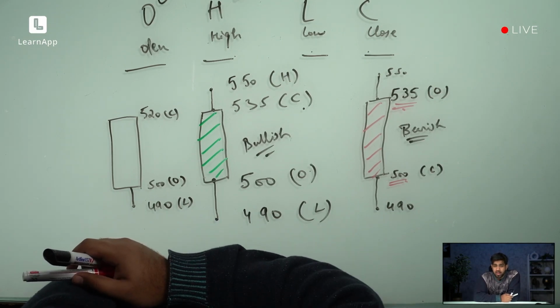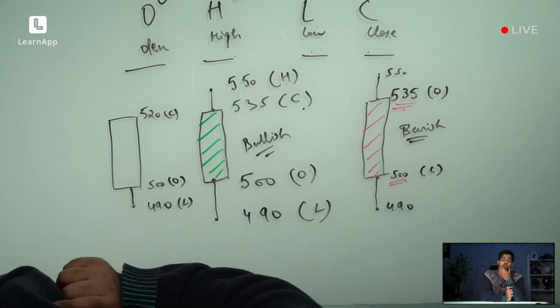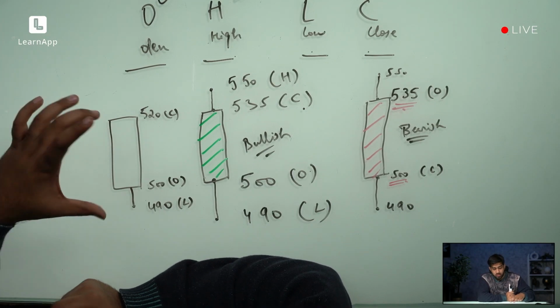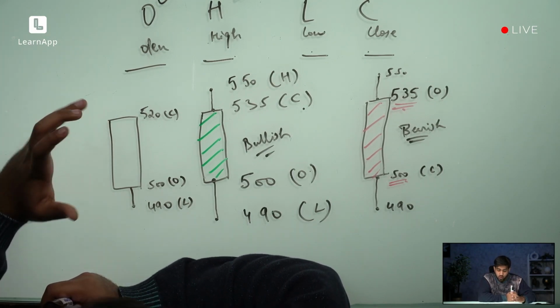Where is the H point? Where should I mark it? Can anyone tell in the chat box? Where should I mark the high? Above 520. But this is the candlestick, okay? This is the candlestick that we have. Now tell me, where is the highest point?